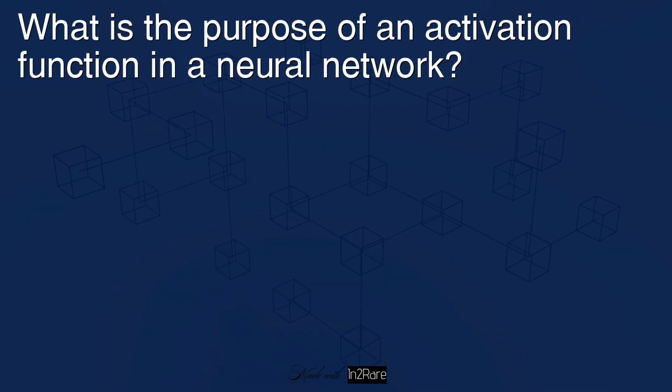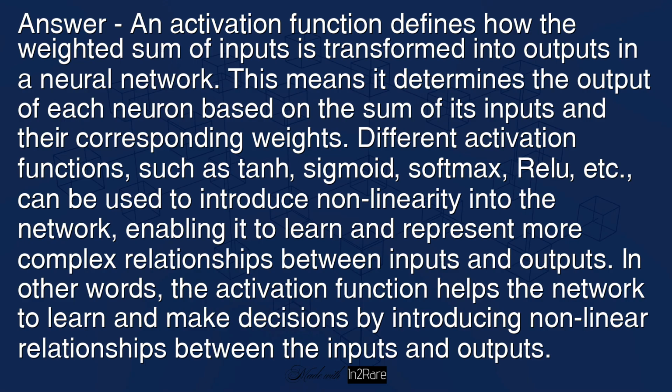What is the purpose of an activation function in a neural network? Answer: an activation function defines how the weighted sum of inputs is transformed into outputs in a neural network. This means it determines the output of each neuron based on the sum of its inputs and their corresponding weights. Different activation functions, such as tanh, sigmoid, softmax, ReLU, etc., can be used to introduce nonlinearity into the network, enabling it to learn and represent more complex relationships between inputs and outputs.